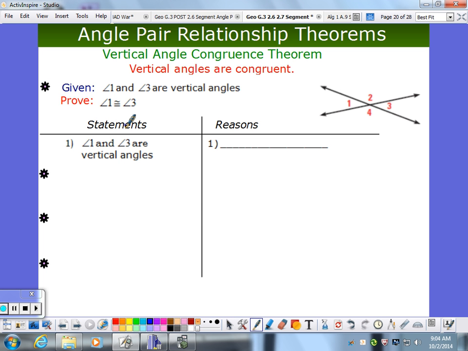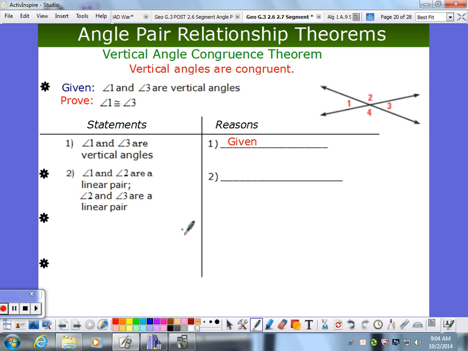Why are vertical angles congruent, right? We've talked about this. Well, why? Because they are. Well, yes. And then a miracle occurs, right? No, we have to prove it. So angle 1 and 3 are vertical. That's my given. I want to prove they're congruent. So there's my given statement.